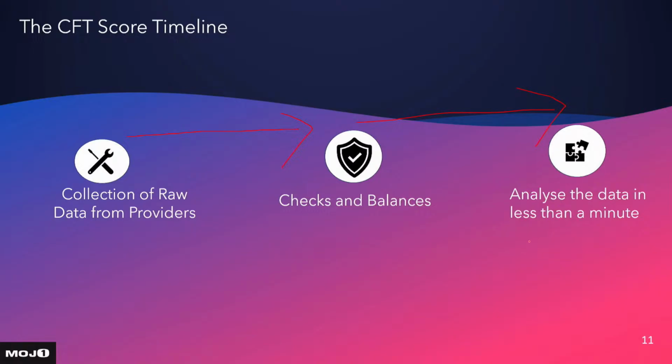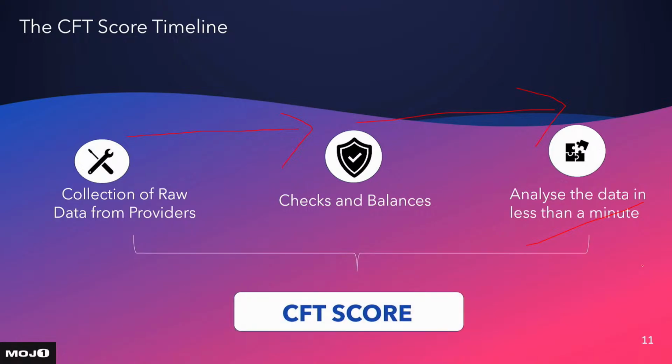Then we analyze the final data. So it is a 3-step process over here. We receive it, we check it, and then we analyze it. But understand the last part, which is analysis, takes less than a minute. These 3 things work together and we finally get our CFT score. All the different ratios I was talking about, all the different elements, go through this process and finally the CFT score is calculated.